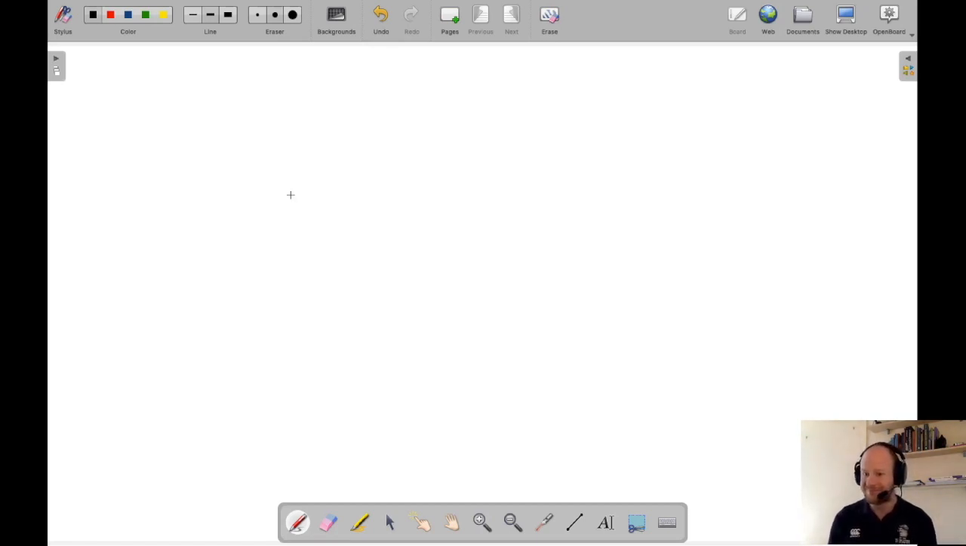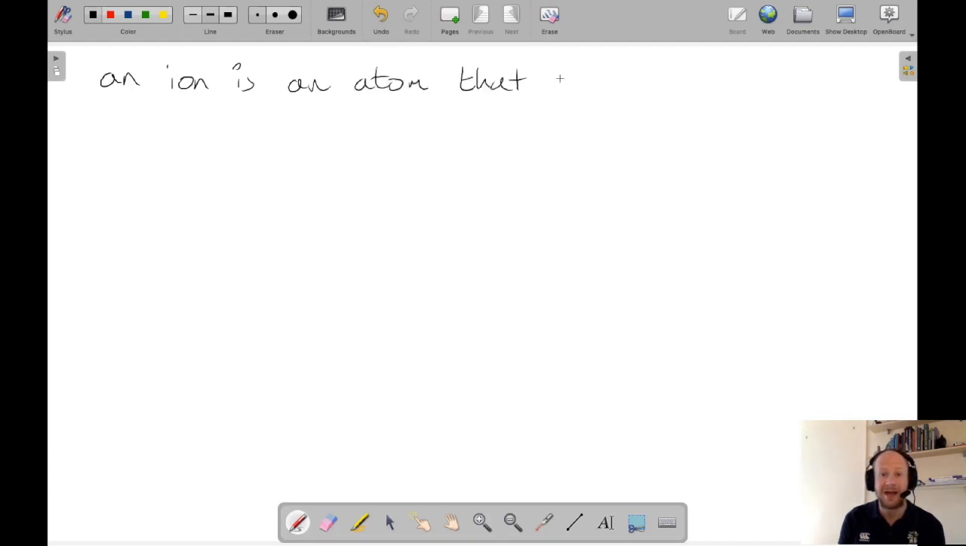Okay, so let's go. I think the first thing that we need to do is look at how to actually make ions, what actually is an ionic compound. So first of all, what we need to do is work out what an ion actually is. An ion is an atom that has lost or gained electrons.